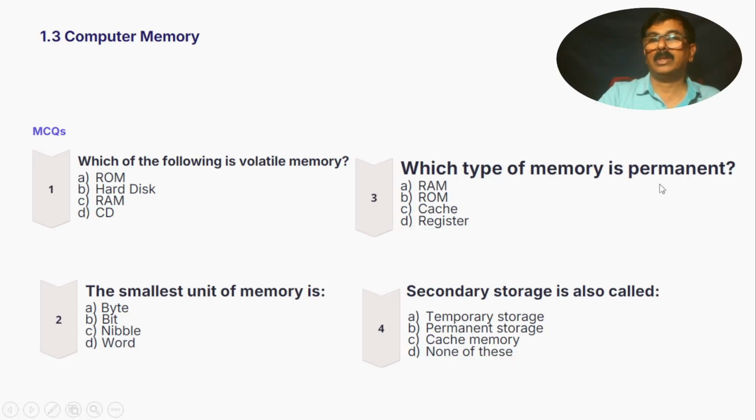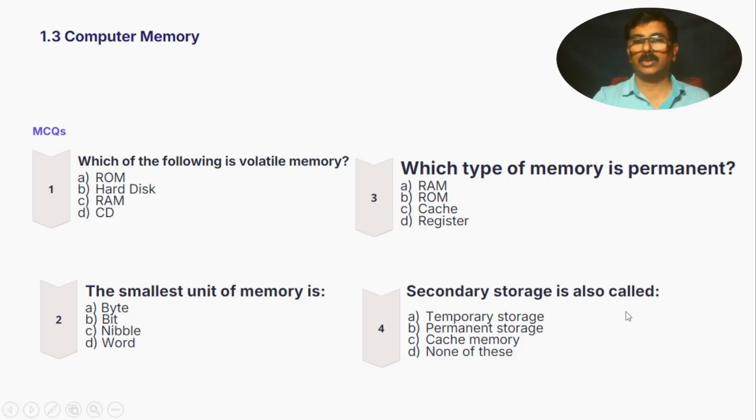Which type of memory is permanent? RAM, ROM, cache and register. So ROM, it's a non-volatile memory, permanent memory. The smallest unit of memory is byte, bit, nibble, word. Smallest unit is bit. 4 bits will make a nibble, 8 bits will make 1 byte. Even the byte we will call it as one word or one character.